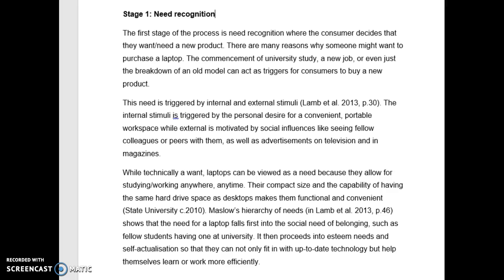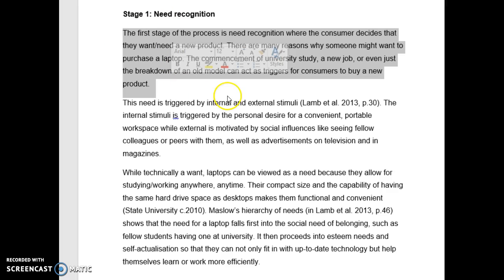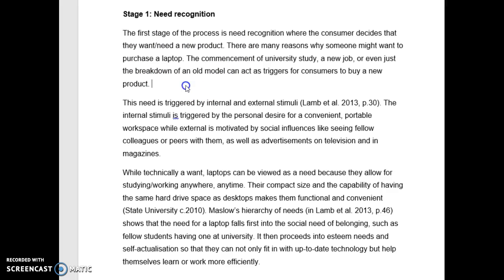Okay, so if we take a look at this particular response, the first part of the answer is a bit of an introduction. It tells you what the process of need recognition is, and also talks about many reasons why someone might want to purchase a laptop computer, keeping it very general at this stage because you're just recognizing a need to actually want to purchase. Okay, and then it goes on to say what the need is triggered by, and here is the link to the theory, so internal or external stimuli, and then has brought in the secondary research to back that up.